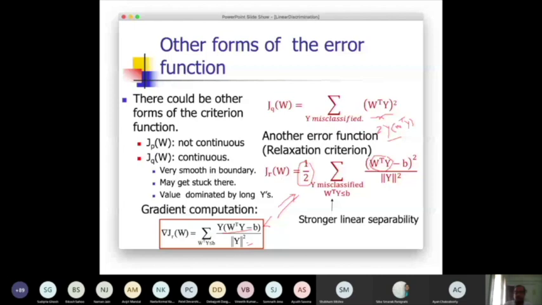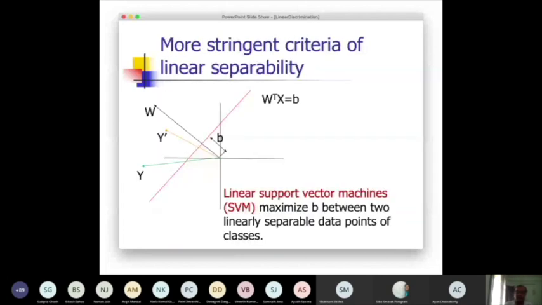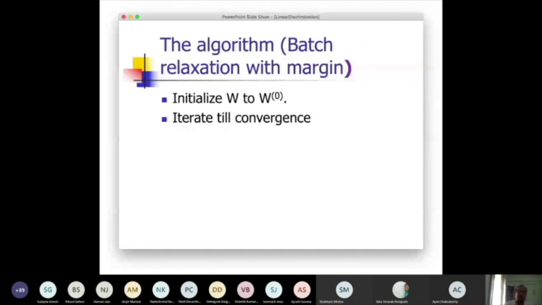I will stop just to show you this diagram, that this is how you are giving more stringent criteria, and we will discuss support vector machines. Actually, it is kind of an optimal linear classifier, the linear support vector machine, which tries to maximally separate two classes. Some kind of criteria we use like that.